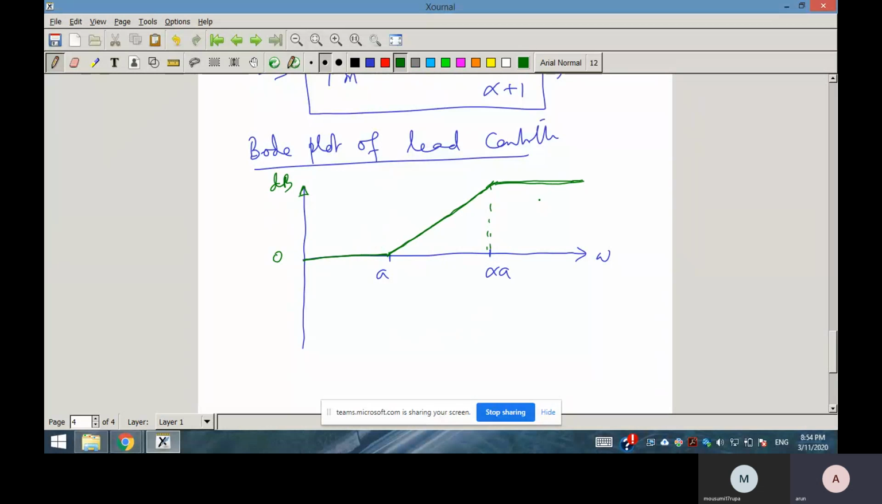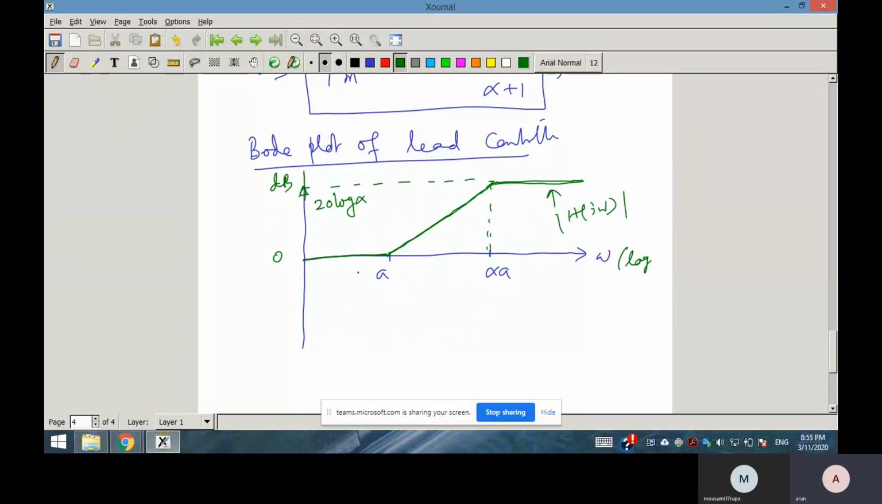Now this is your mod H of j omega. What is this magnitude? This magnitude will be 20 log of alpha. This axis is in log scale, and this is in dB scale. So this is 20 log of alpha a by a. So that's why 20 log alpha.